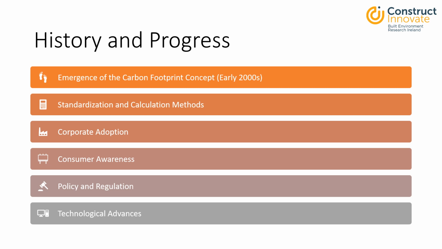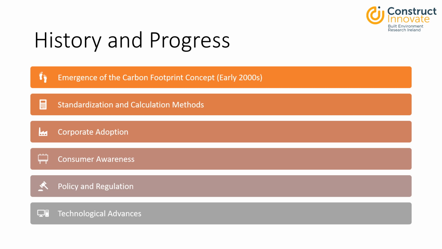Many companies started calculating and reporting their carbon footprints as part of sustainability efforts. This led to a growing awareness of the need to reduce emissions and increase energy efficiency. Carbon footprint labeling on products, along with carbon calculators for individuals, became more common. This helped consumers make environmentally informed choices. Governments worldwide began to introduce policies and regulations aimed at reducing carbon emissions, often using carbon footprint data to set targets and incentives.